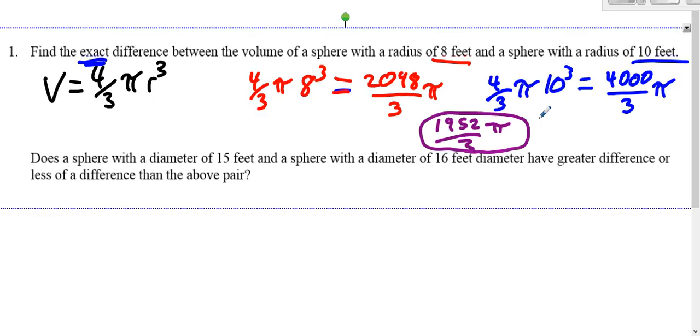Which is approximately 2,043 cubic feet. So since it said exact, we don't divide the 3, we don't use 3.14, we just keep it all there as a fraction.